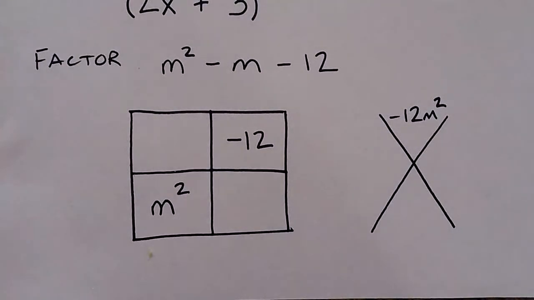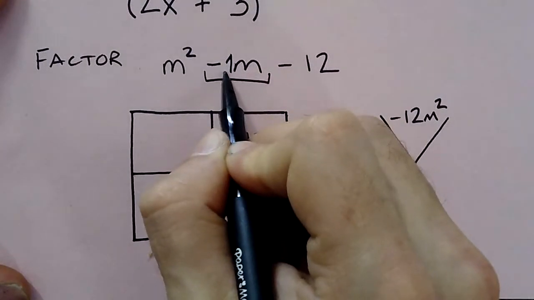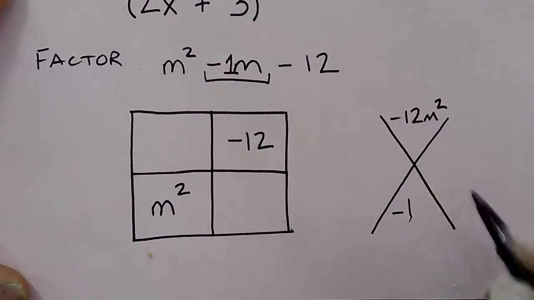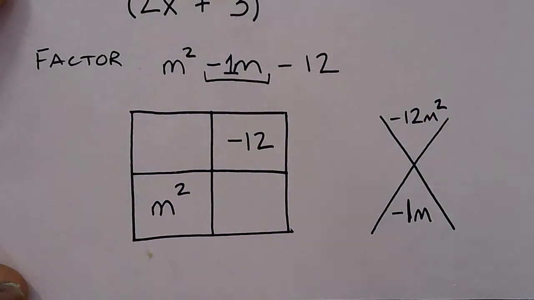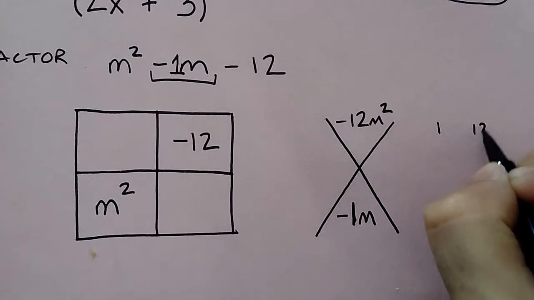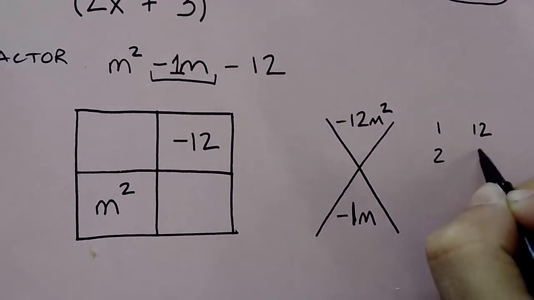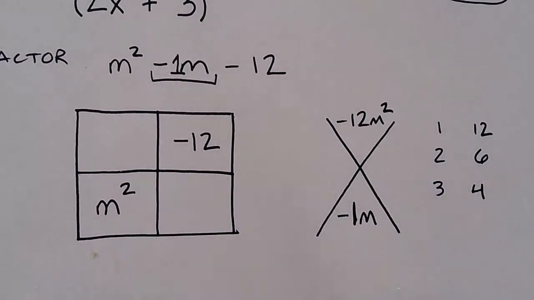And what will it add to? Well, we have to make sure we're careful that this can also be negative 1m. So it's got to add to negative 1m. All right, let's start with our factors. 1 and 12, 2 and 6, 3 and 4. Now I'm focused on positive factors. I can start to then manipulate with positives and negatives to achieve my goal.